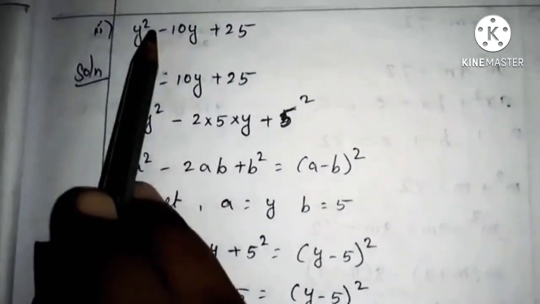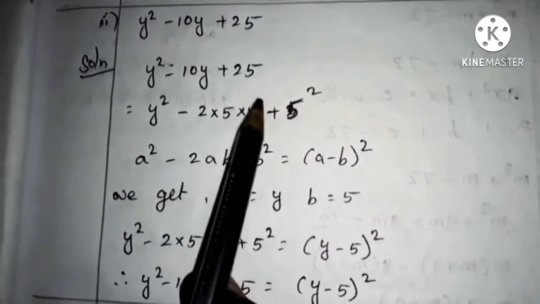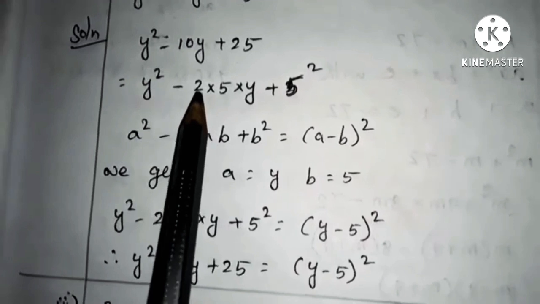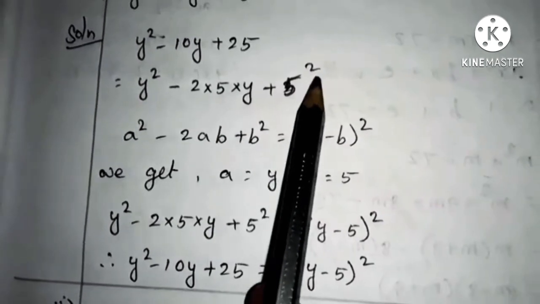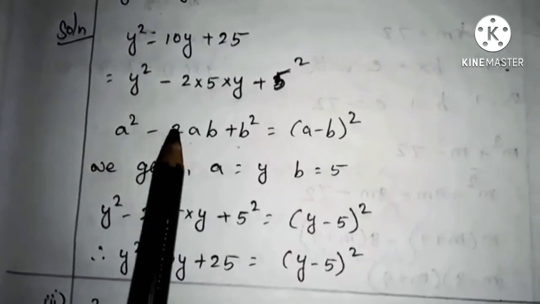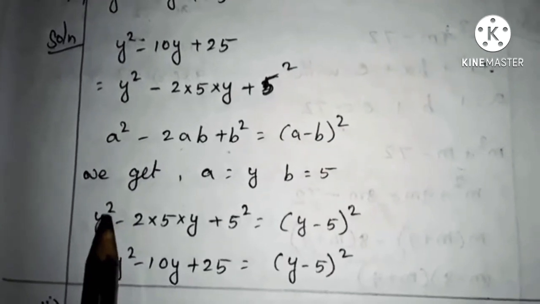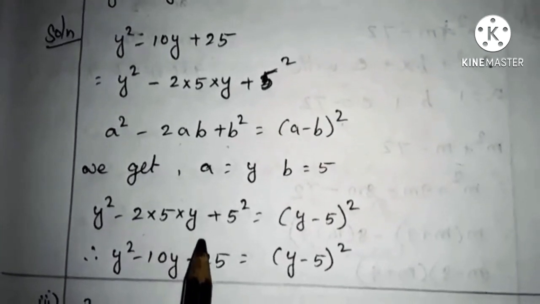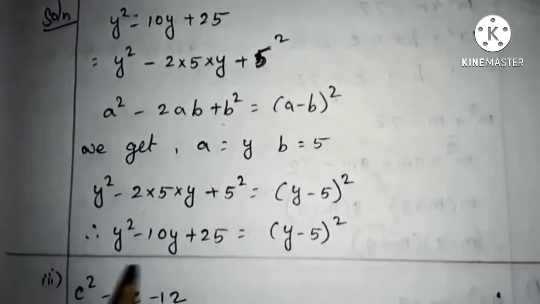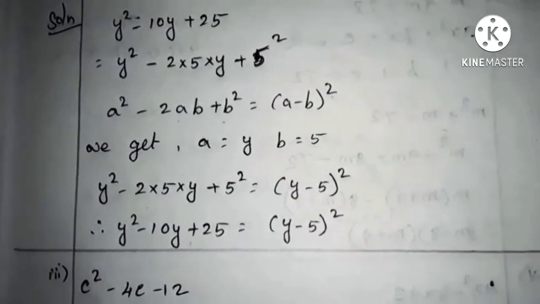Second sum, y square minus 10y plus 25. Here also this product 25 can be written as a square, that is 5 square. We get y square minus 2 into 5 into y plus 5 square. It is in the form of a square minus 2ab plus b square. That is, a square minus 2ab plus b square can be written as a minus b the whole square. Therefore, y square minus 2 into 5 into y plus 5 square is equal to y minus 5 the whole square. Therefore, y square minus 10y plus 25 is equal to y minus 5 the whole square.